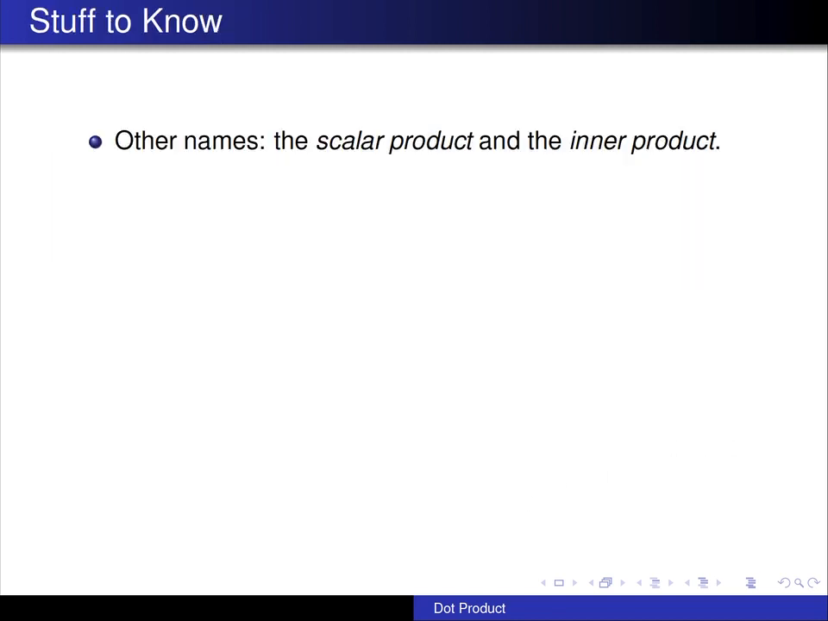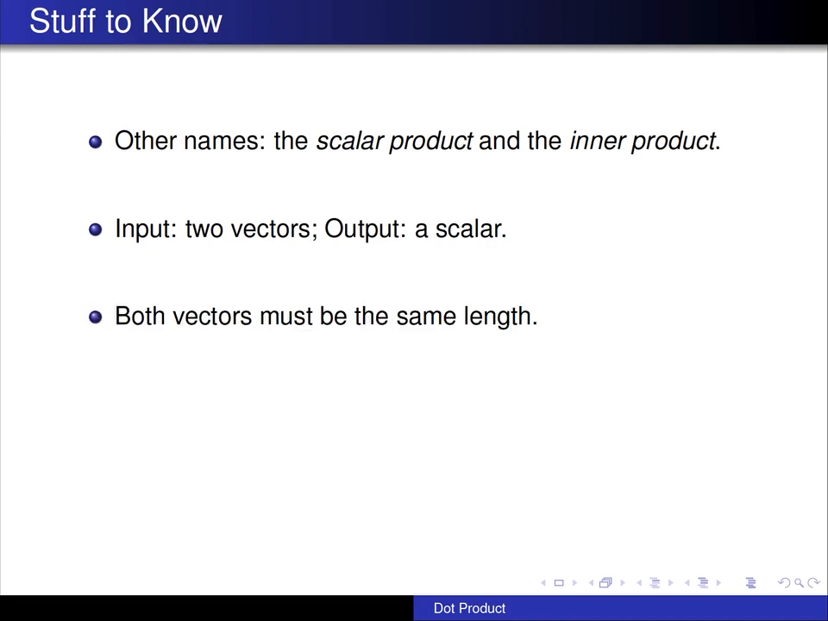Some assorted facts to know about the dot product. First of all, it goes by other names. It is also called the scalar product or the inner product. You see the scalar product is an especially good name, I think, for it because it reminds you that the output of a dot product, the answer, is a scalar, a number. Okay? So you take 2 vectors, but your answer is a scalar. It's interesting. So far, what we've learned, vector addition, scalar multiplication, the inputs were vectors, the outputs were vectors.